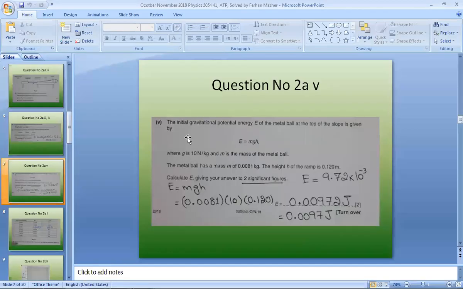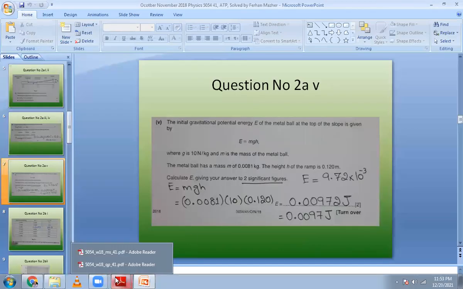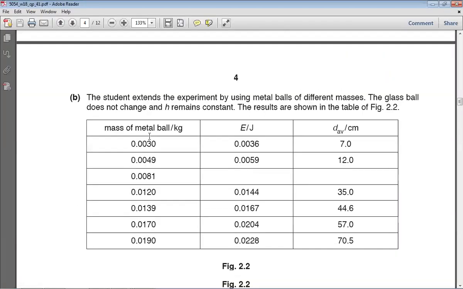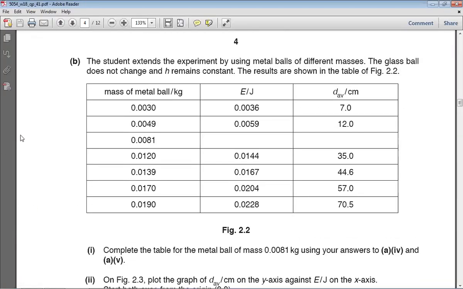So hopefully you understand. And that was the fifth part. Okay, so after the fifth part, the student extends the experiment by using metal balls of different masses. The glass ball does not change and h remains constant. The results are shown in the table of figure 2.2. So the mass of the metal ball is gradually increased. Obviously when you increase the metal ball's mass, its potential energy will also increase.